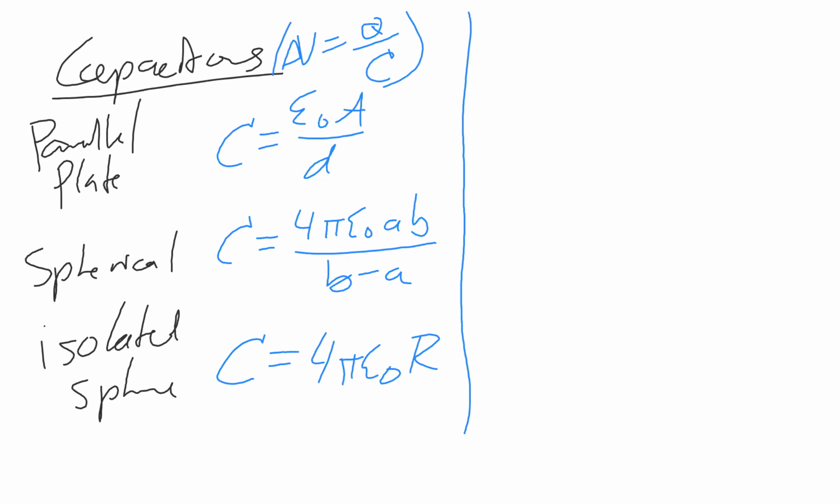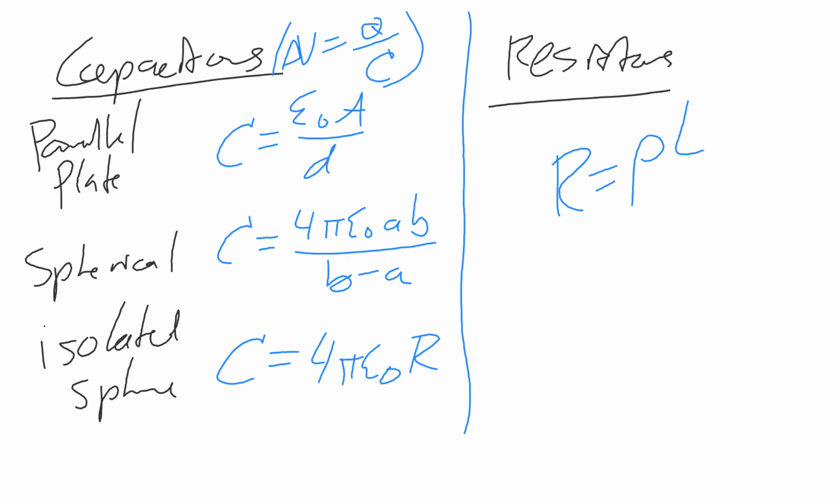The other component that we have in circuits is resistors. And you just have one type of resistor that we are responsible for in this class, which is that the resistance is equal to rho, the resistivity, times L over A. So rho is a resistivity. It is simply a material fact of whatever metal the resistor is made out of.